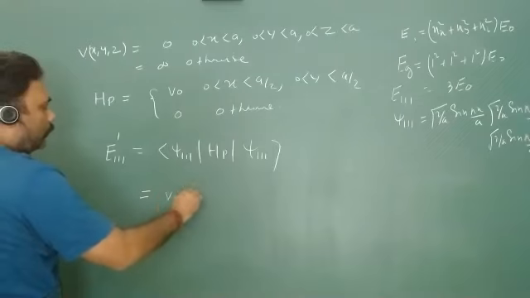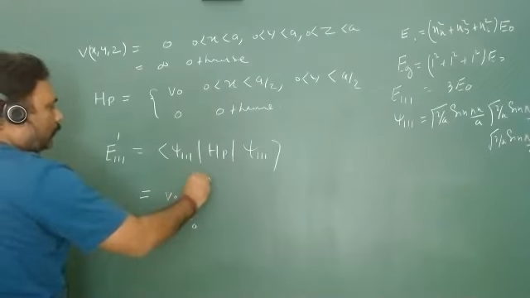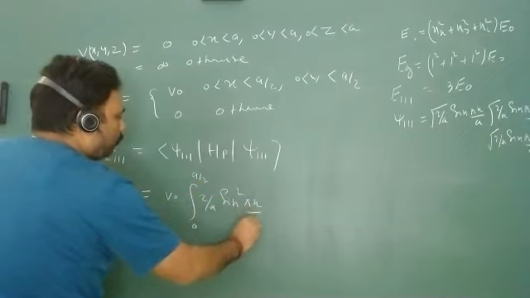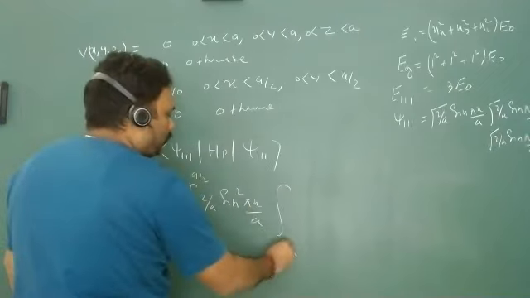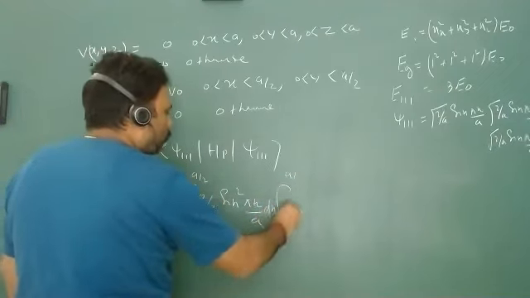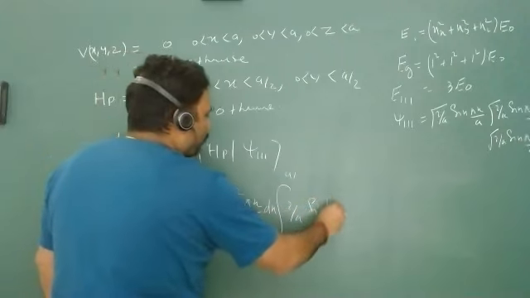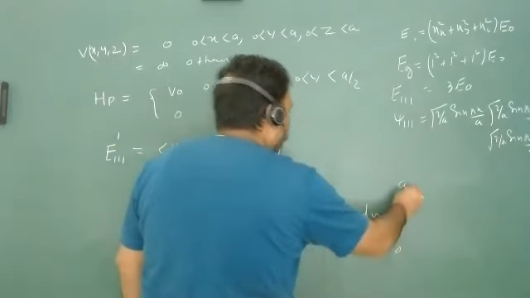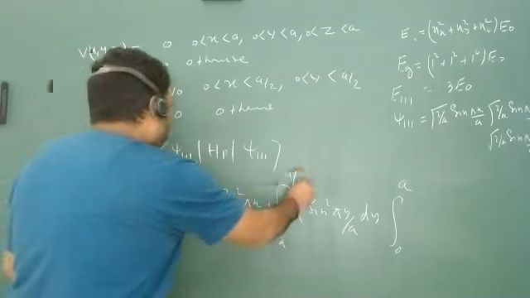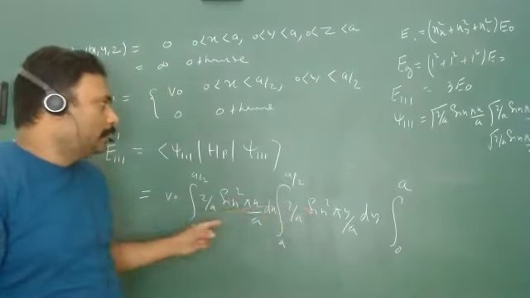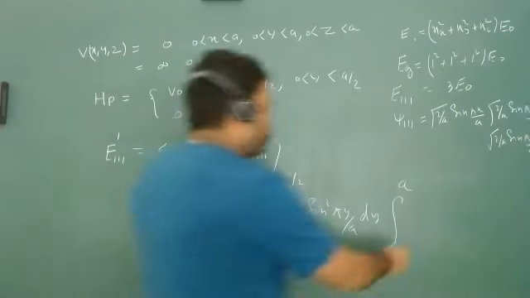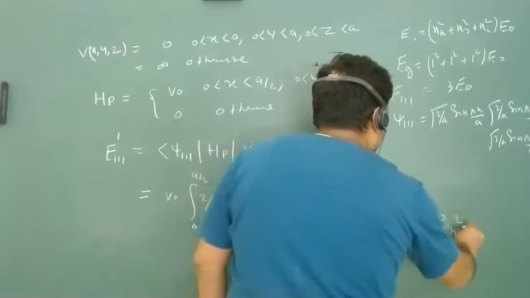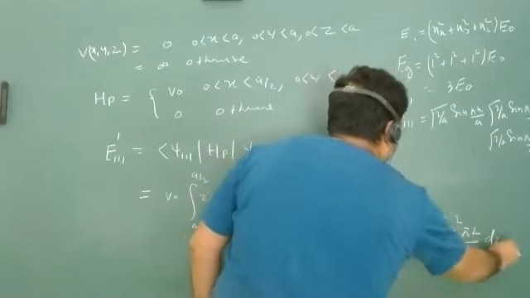That's it. We have to just write it in the integration form. So first, V naught will be there. This is 0 to a by 2, 2 by a sine square pi x upon a, dx is always there. Then 2 by a sine square pi y upon a dy, 0 to a by 2, because this perturbation is all about between this, isn't it? And this will be 2 by a sine square pi z upon a dz.